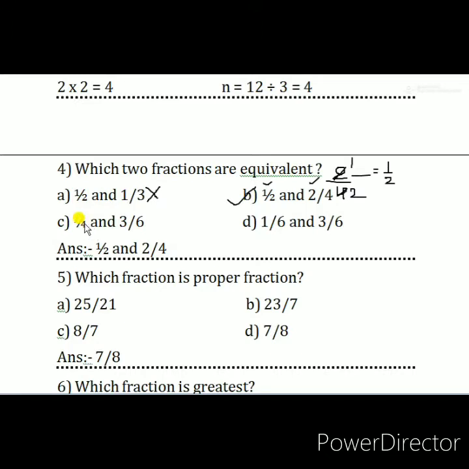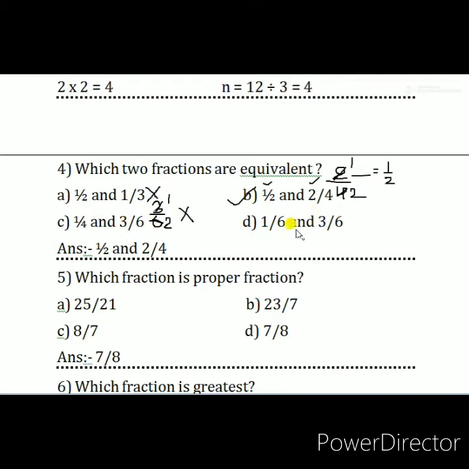Option C is given as 1 by 4 and 3 by 6. Here 1 by 4 is in reduced form. 3 by 6 we have to convert into reduced form. Which is the common factor of 3 and 6? 3 is the common factor, so we can divide both numbers by 3. 3 divided by 3 equals 1 and 6 divided by 3 equals 2. So 1 by 2 is the reduced form, and we have 1 by 4 and 1 by 2. From this we found that they are not equivalent fractions, because one is a quarter and one is a half.